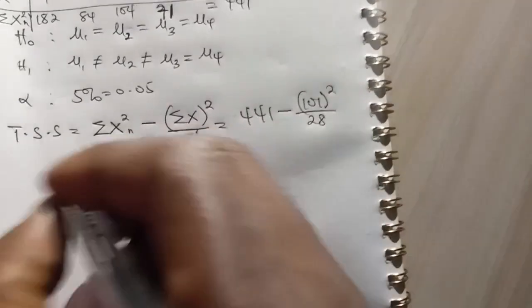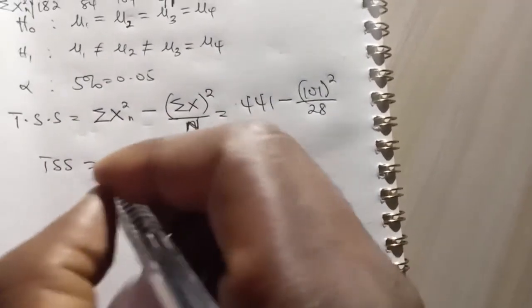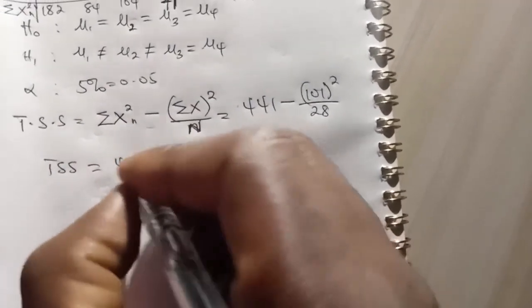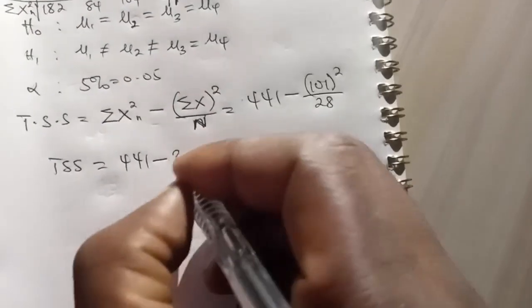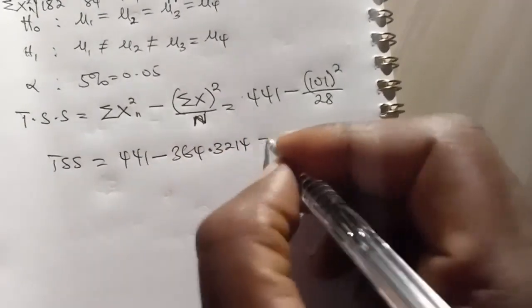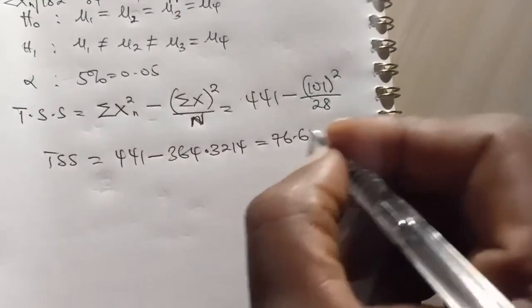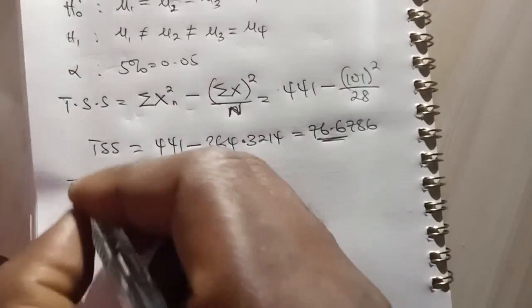So it means TSS, total sum of squared, will be equal to 441 minus, if you resolve this, you get 364.3214, and the value is 76.6786. So that's the total sum of squared. The next is to get the treatment sum of squared.